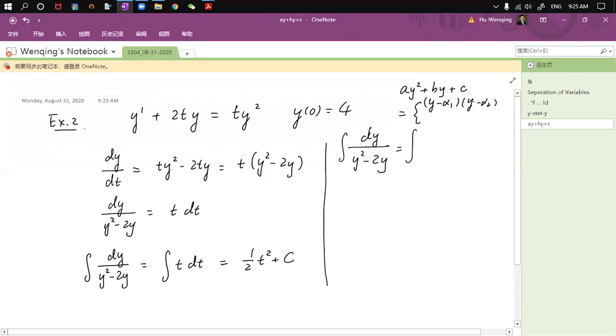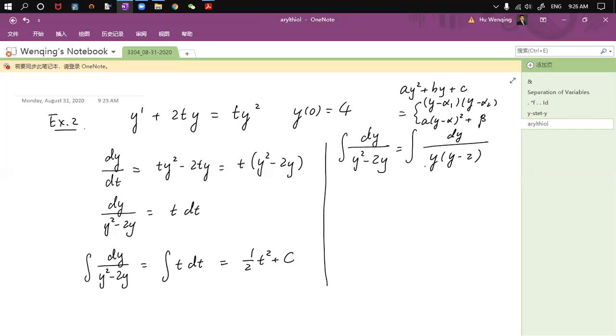Another way to think about the quadratic form is to write it as a times (y minus alpha) squared plus beta. This means that whenever the quadratic form cannot be factorized, you should complete the square. So you either do a factorization or you complete the square. Indeed, here you can do factorization. You just factorize the denominator into y multiplied by y minus 2. Is that good for everybody?